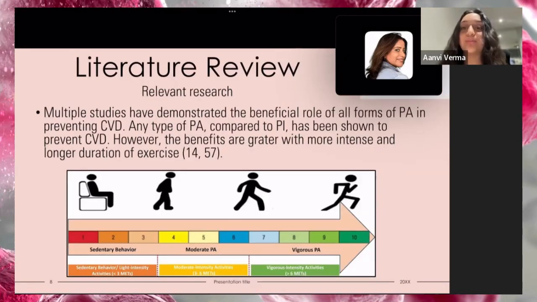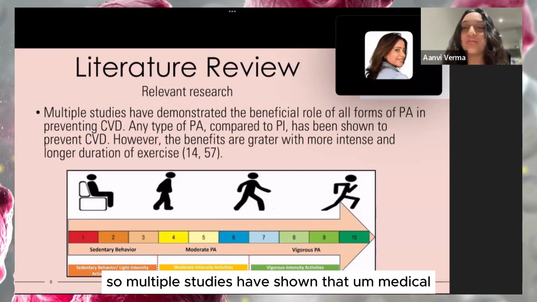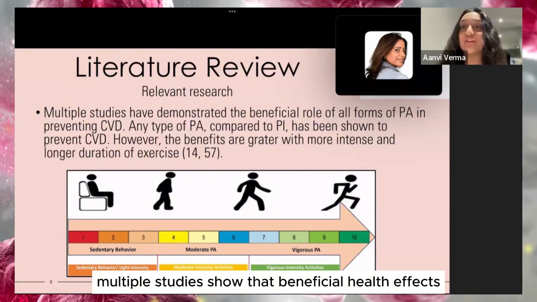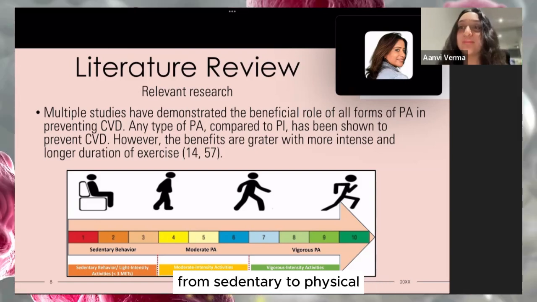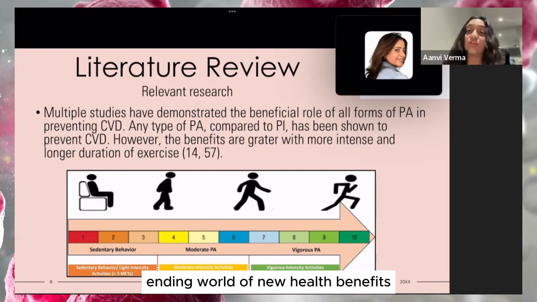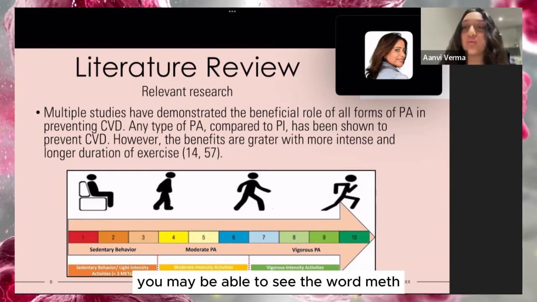All right, literature review. Multiple studies show the beneficial health effects of physical activity. When you increase your behavior from sedentary to physical, you're going to get a never-ending world of new health benefits. In the chart that I created, you may be able to see the word MET.